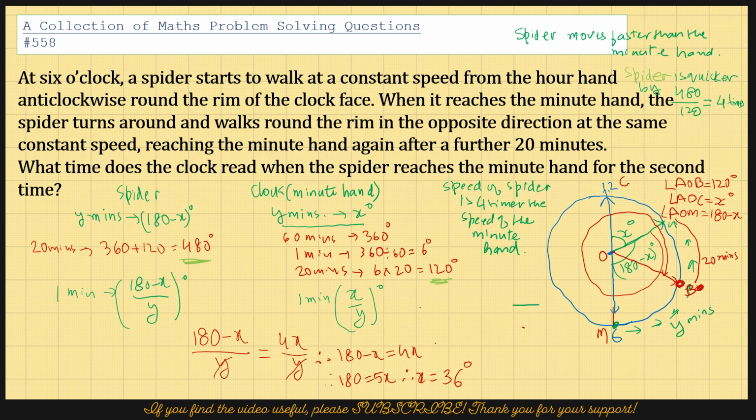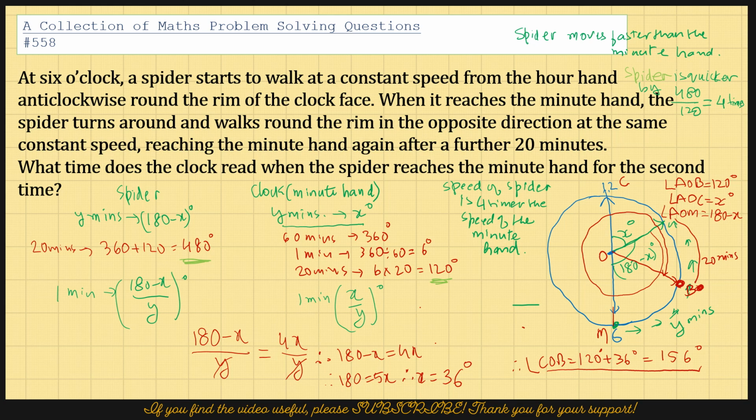So once we know x is 36 degrees, we can work out 36 plus 120, that is angle COB. Therefore, angle COB is 120 plus 36 degrees, and that is 156 degrees. So 156 degrees would mean how many minutes? We can work that out from here: 1 minute is 6 degrees, or 6 degrees is 1 minute.